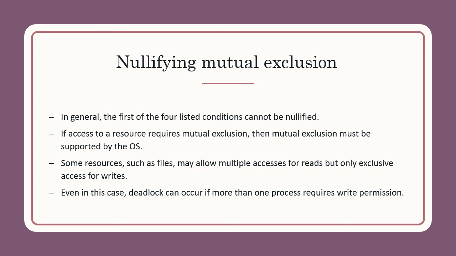So the thing is that mutual exclusion is something that we require for the correct function of the system. And nullifying it will lead to a system which will not function as we want it to function. That is why we never nullify the first condition of deadlock, which is mutual exclusion.